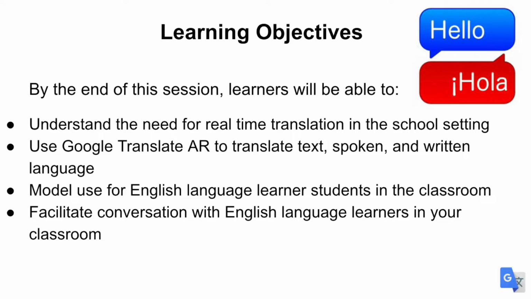First, we're going to talk about the need for real-time translation in the school setting. Next, we're going to use Google Translate to translate text, spoken, and written language and see how that could be applicable for students and teachers in the classroom. Next, we're going to model the use for English language learners in the classroom and see what some real situations might look like. Finally, we're going to facilitate conversation with English language learners in our classroom and think about how we could use this AR app for that purpose.